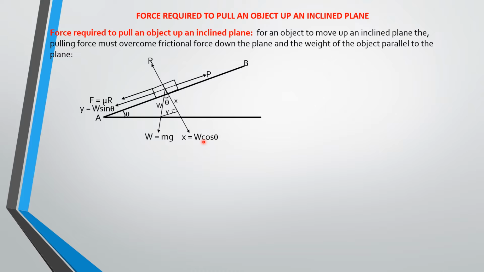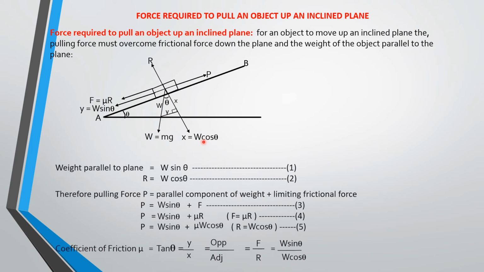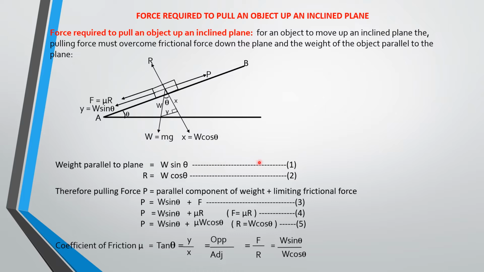Okay, so these are the equations that we derived before. The weight parallel to the plane is W sine theta, and then the component of the weight that is perpendicular to the plane is W cos theta, and this is equal to the normal reaction R. So therefore the pulling force is equal to the parallel component of the weight, which is W sine theta, plus the limiting frictional force, which is F equals mu R. When you write the equation, you can now combine them and substitute for R and F, to have the pulling force P equals W sine theta plus mu R, which is the frictional force, and we know that R is equal to W cos theta, and that is what is substituted here to have this equation.